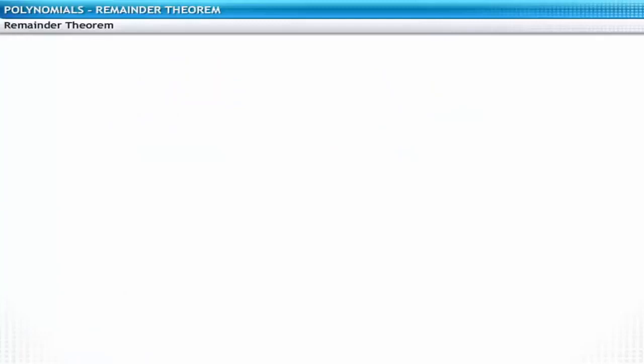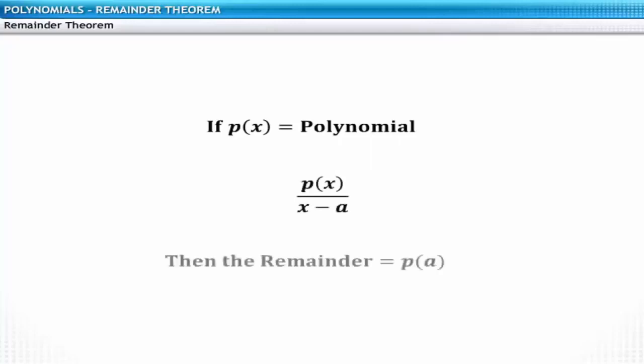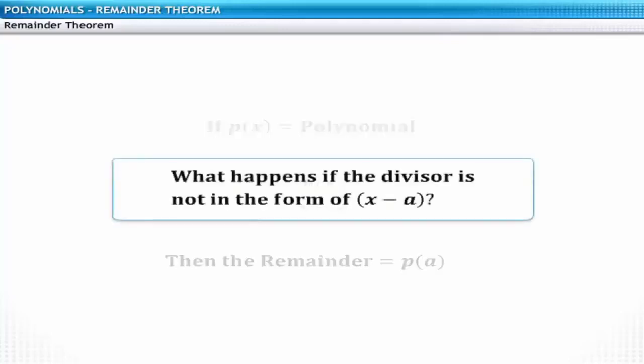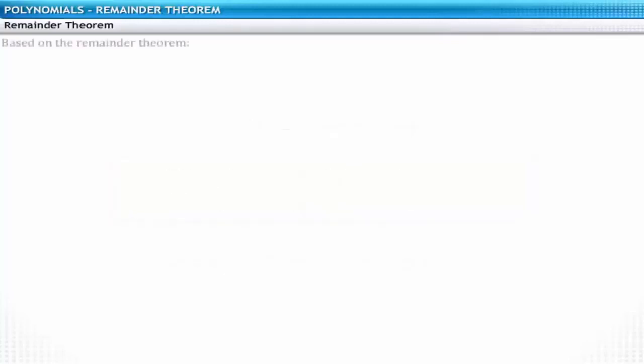The remainder theorem states that if P of x is a polynomial in x and P of x is divided by x minus a, then the remainder is P of a. The remainder theorem specifies the remainder in cases where the divisor is x minus a. However, there may be cases where the divisor does not appear in the form x minus a. In such situations, you can use the following guidelines to determine the remainder in the division of a polynomial.